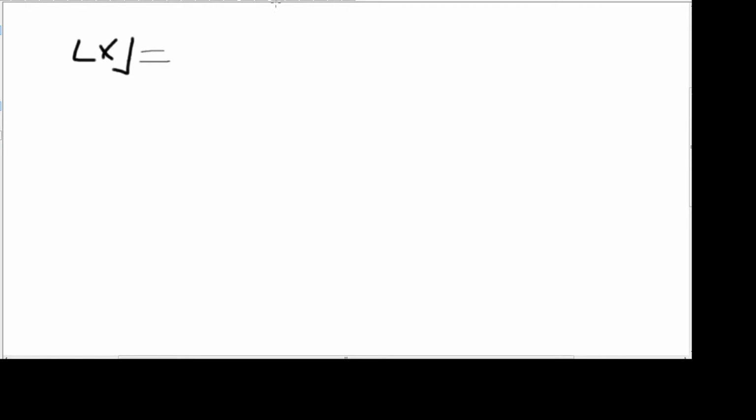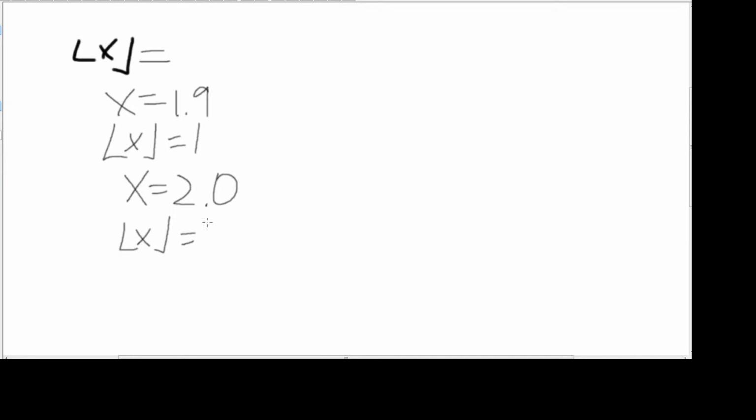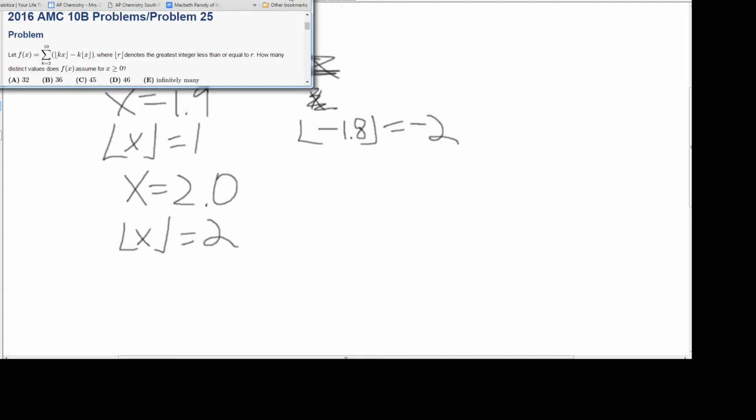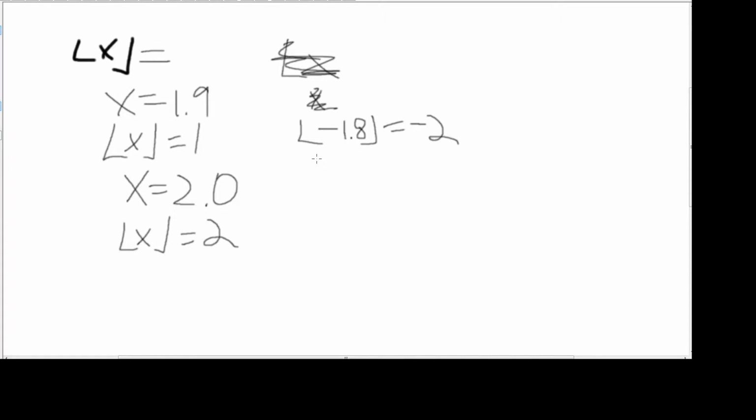So it's just asking for the greatest integer less than or equal to x. If you have x equal to 1.9, then the greatest integer of x is 1. If you have x equal to 2.0, then this is obviously equal to 2. Let's say the greatest integer of negative 1.8. The greatest integer that's less than that is negative 2, so you can see it's the greatest integer less than or equal to x. And once again, one more example: if we have 3.33, then that's just going to be equal to 3.